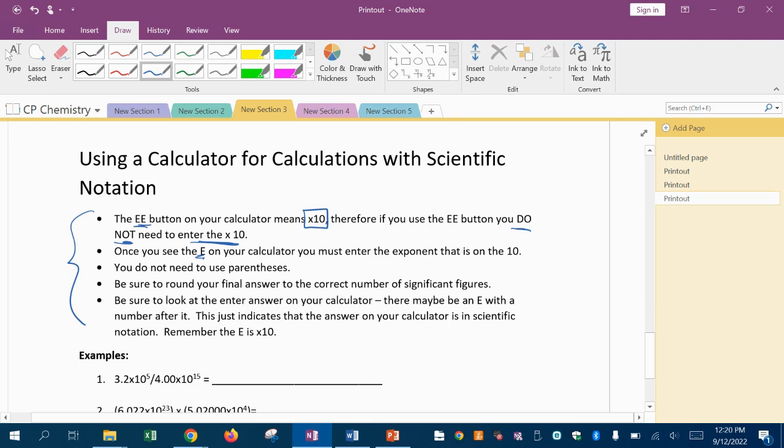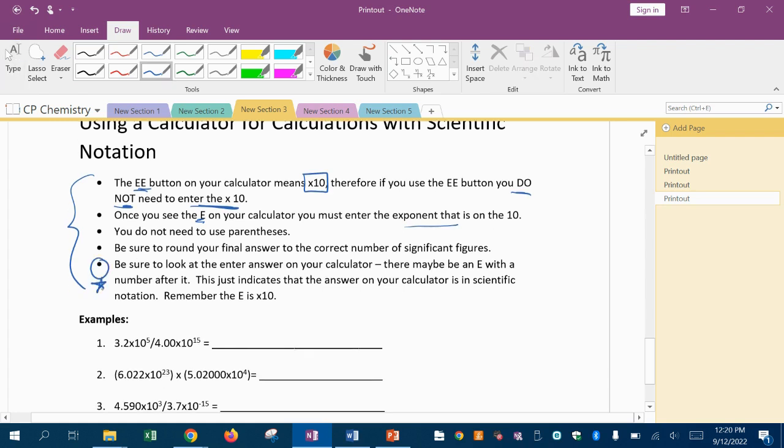So you just then add the exponent on. You don't have to use any parentheses, and then be sure to round your final answer to the correct amount of significant figures. And the last thing, this is really important.